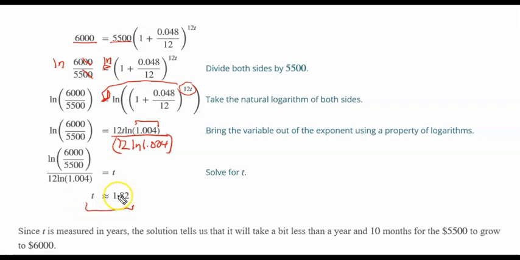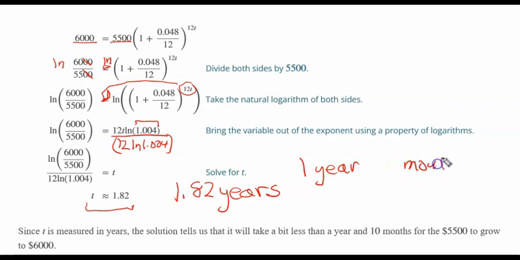Now, what does that mean? Well, that means 1.82 years, which if you convert it to 1 year and then months, it's a little less than 10 months here. It will grow from this to this, and you've used logs to find the answer.